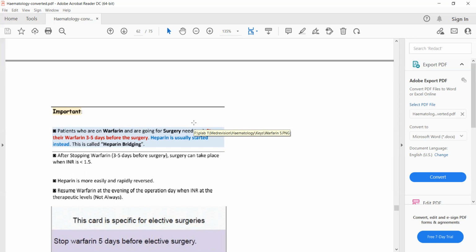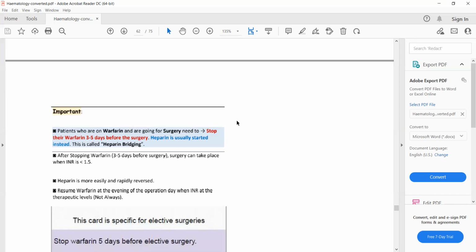Now, patients who are on warfarin and are going for surgery need to stop warfarin, because warfarin is a long-acting drug and it is difficult to manage its complications. During surgery, the chances of bleeding are increased. So if a patient who is on warfarin is undergoing surgery, he needs to stop warfarin 3 to 5 days before the surgery.